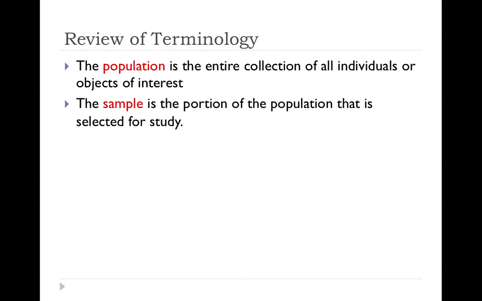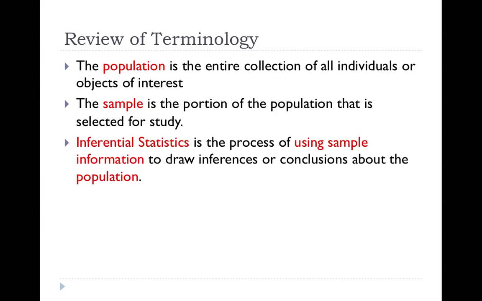So from the entire population, we pull individual people or objects of interest, and our sample is a smaller subset of that population. The branch of statistics called inferential statistics is the process of using sample information to draw inferences or conclusions about a population.